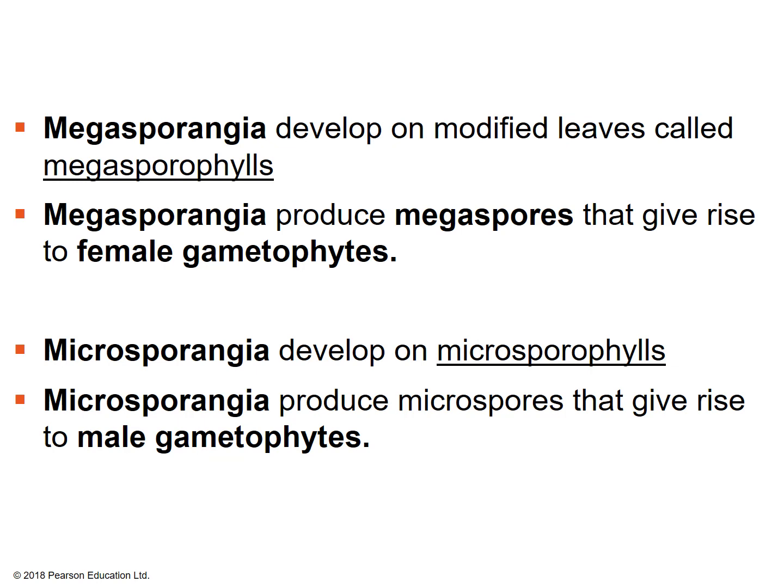Therefore, megasporangia develop on modified leaves called megasporophylls. Megasporangia produce megaspores that give rise to female gametophytes. Microsporangia develop on microsporophylls. Microsporangia produce microspores that give rise to male gametophytes.